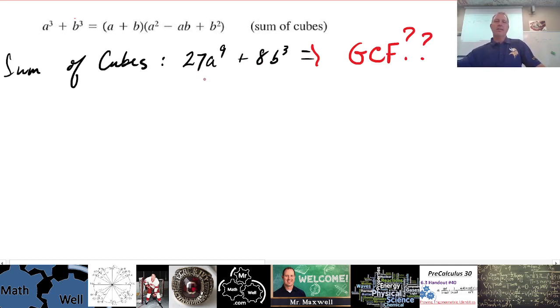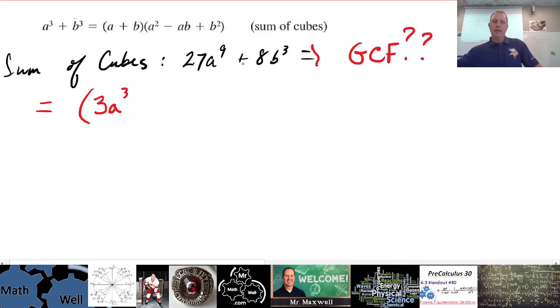Okay, so let's take the cubed root of this value. What is the cubed root of 27a to the 9? Cubed root? 27 is 3. The cubed root of a to the 9. So a to the power of what times itself 3 times gives us a to the 9? Is it squared or is it cubed? Yeah, it's cubed. So remember, what we would do to cube it is multiply this exponent by 3.